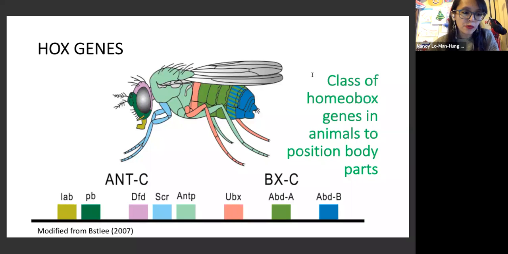Here in the picture, we can see a schematic drawing of a fly. The line is the chromosome and the squares represent where each gene is positioned on the chromosome, and the figure indicates where each gene is expressed.